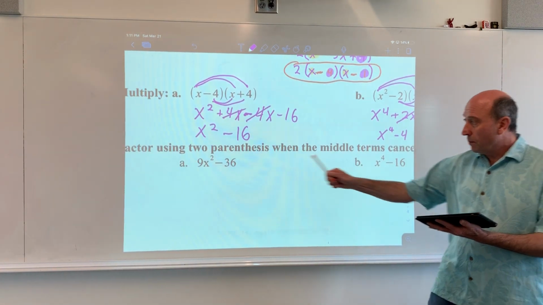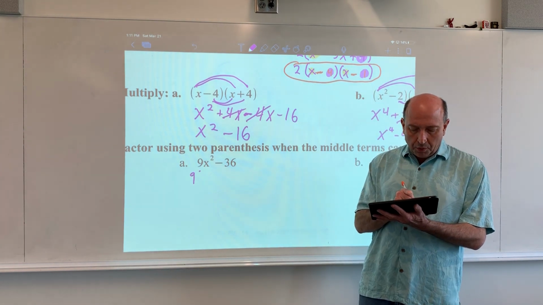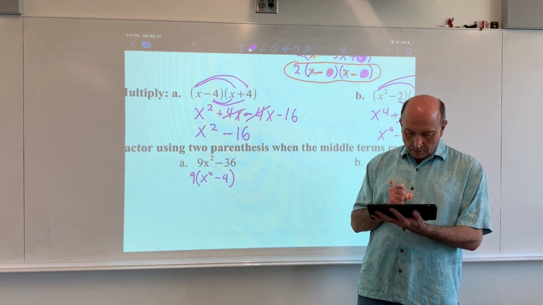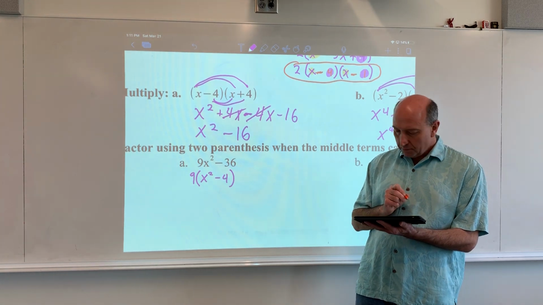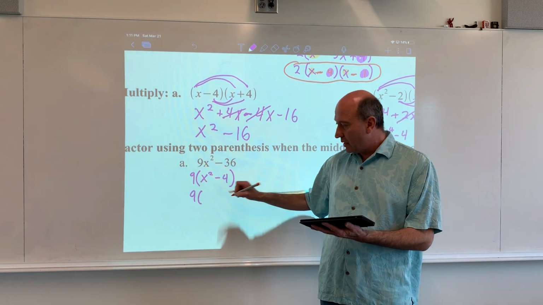All right. Ooh, there's a 9 in common. I can factor something out using one parenthesis. I should do that first if I can. So factor out a 9. And then see if you can factor this even further.